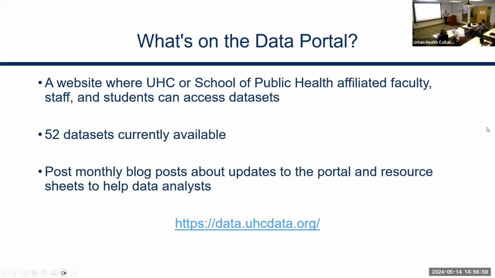All right, so first thing, what's on the data portal and what is it? It is a website where UHC or School of Public Health affiliated faculty, staff, and students can access data sets that are created right here at the UHC. So things that we've collected and compiled and merged and put together, and we put it all up so you can access it. Currently, there are 52 data sets available. And we also post little things like monthly blog posts or resource sheets to help analysts understand and use the data. If you would like to take a look at it, the URL is right down there.